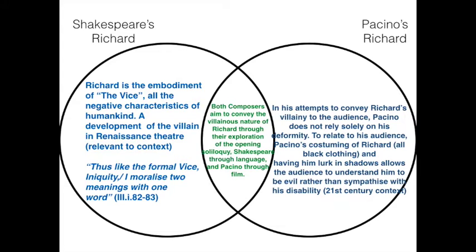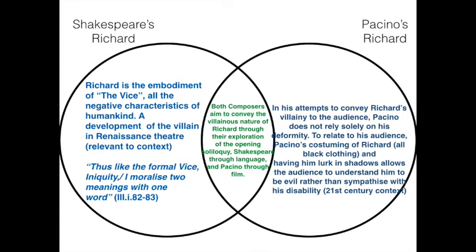If we go to the right, we look at Pacino's Richard. I basically wrote, in his attempts to convey Richard's villainy to the audience, Pacino does not rely solely on his deformity to relate to his audience. Pacino's costuming of Richard, all black clothing, and having him lurk in shadows allows the audience to understand him to be evil rather than sympathize with his disability.